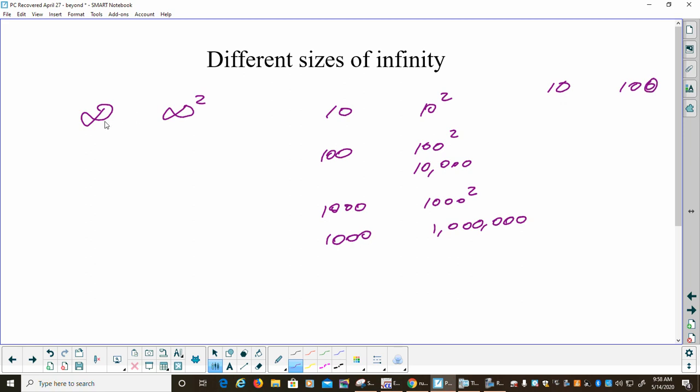So just imagine infinity versus infinity squared. This is infinitely times bigger. Let me write it this way: infinity versus infinity times infinity. It's infinitely times bigger than just plain old infinity.